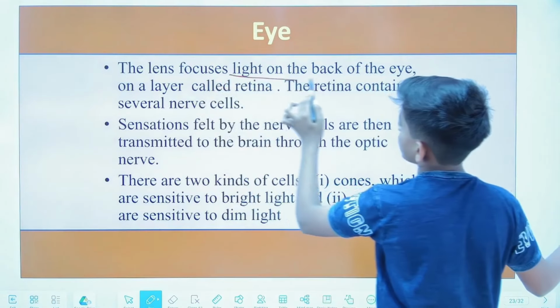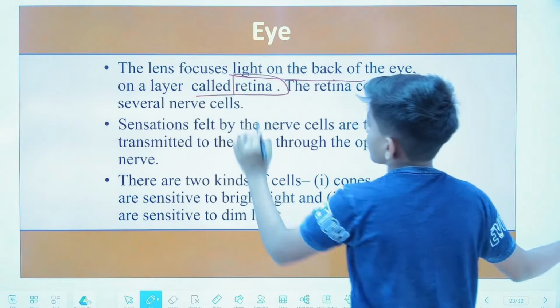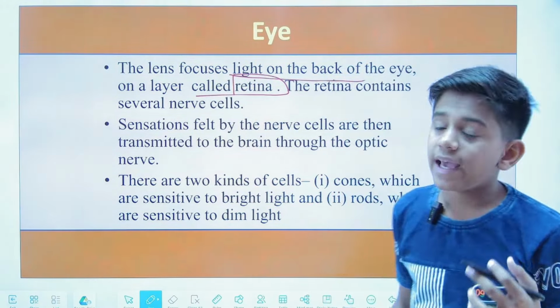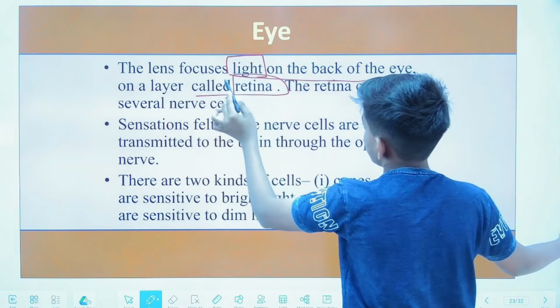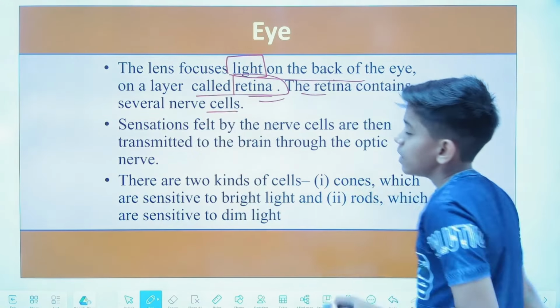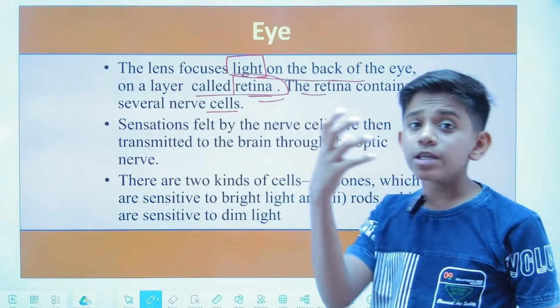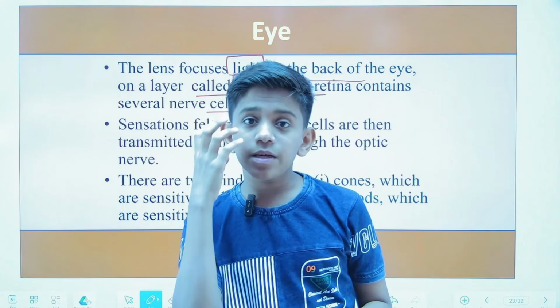The lens focuses light on the back of the eye on a layer called the retina. The lens in our eye, which is a biconvex lens, focuses the light on the retina. The retina contains several nerve cells. Now the image is formed on the retina. Due to this biconvex lens, the image is formed on the retina, and the retina takes that image through the optic nerves.